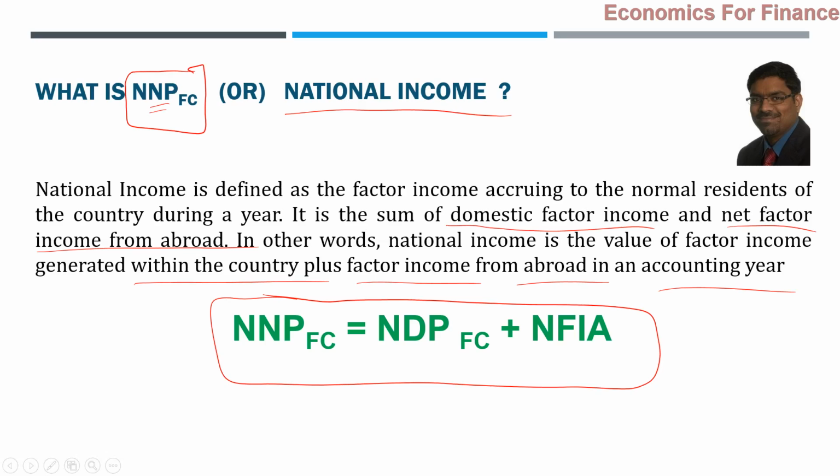That concludes the discussion on computation of various economic aggregates like GDP, GNP, NDP, NNP, and all four of them can be expressed at market prices also, factor cost also. But what is the ultimate thing, the final thing, the climax? It is NNP at factor cost. How to get that? NDP at factor cost plus net factor income from abroad.